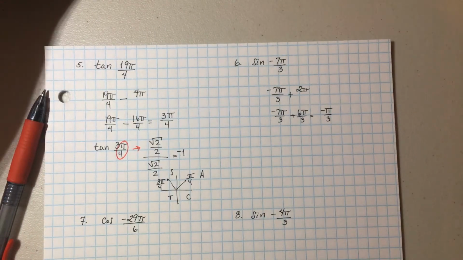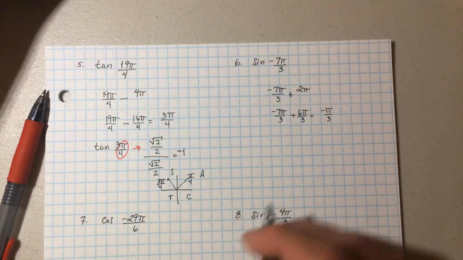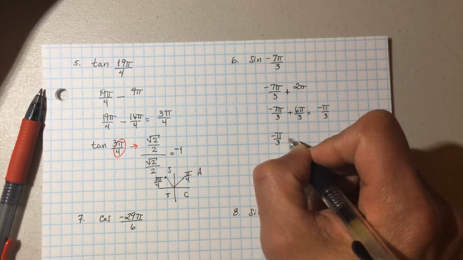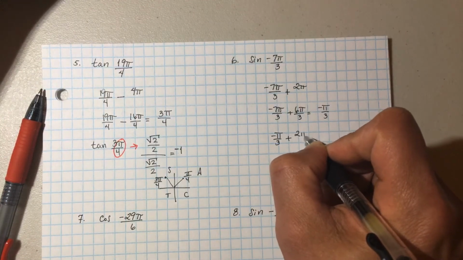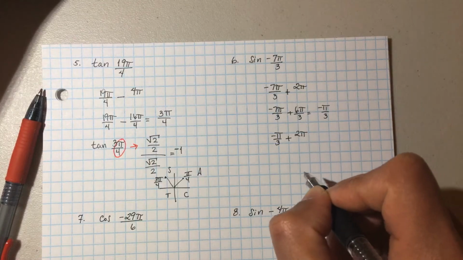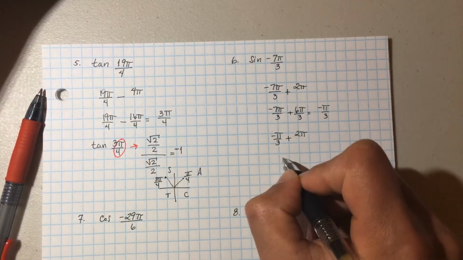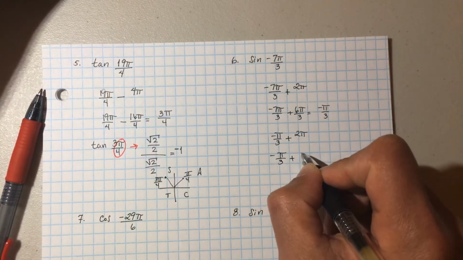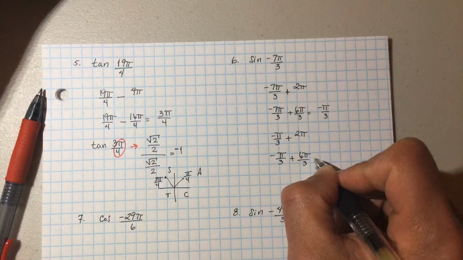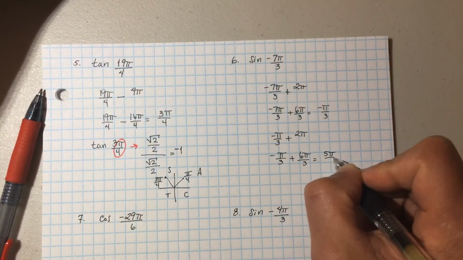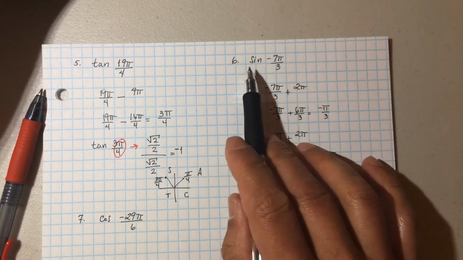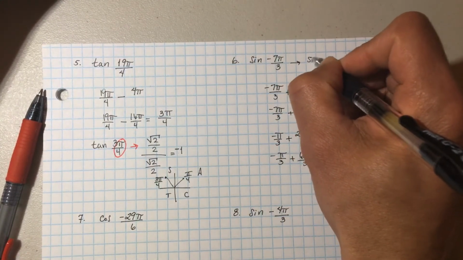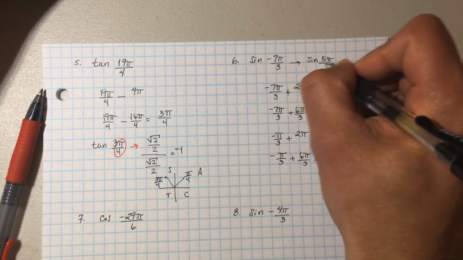Well, you know what? I don't really want to deal with negatives, so I'm going to bring it back one more time. Okay, so negative pi over 3. I'm going to add another full circle, which is 2 pi. Well, that's another 6 pi over 3. So let's see. Negative pi over 3 plus 6 pi over 3 is going to give me 5 pi over 3. Okay, so sine of -7 pi over 3 is the same as sine of 5 pi over 3.